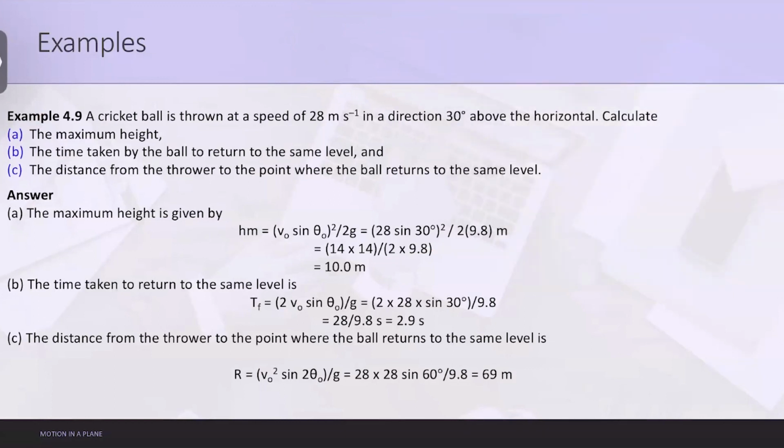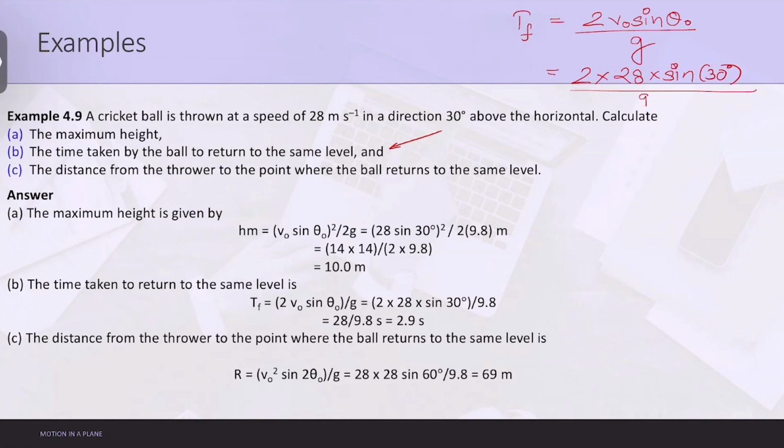The second question asks what is the time taken by the ball to return to the same level? If it is being asked the time required to return to the same level, that means they're talking about the total time of flight. Again, simple formula usage. So we know what TF is. TF is equal to 2 into v naught sine theta naught by g. Just put the values. So it's 2 into 28 into sine 30 degrees by 9.8. Just solve it. You will get the answer as 2.96.